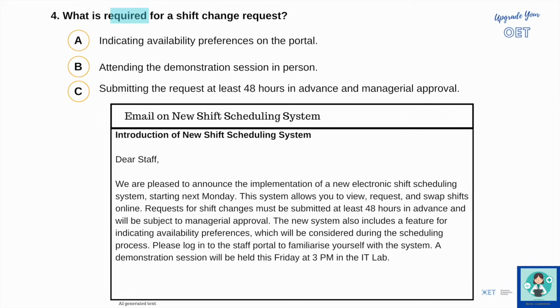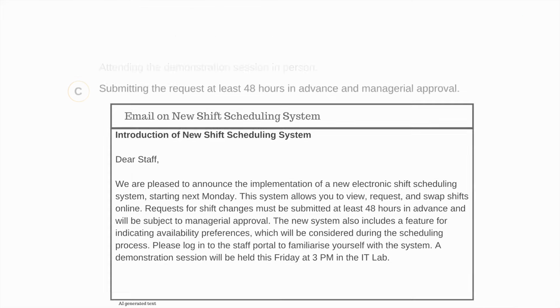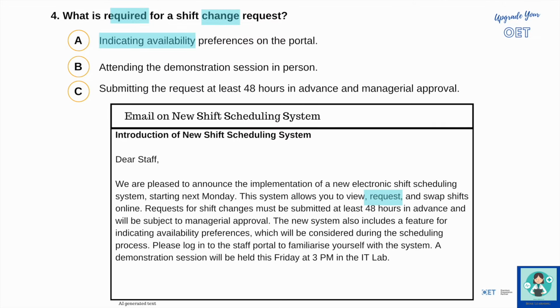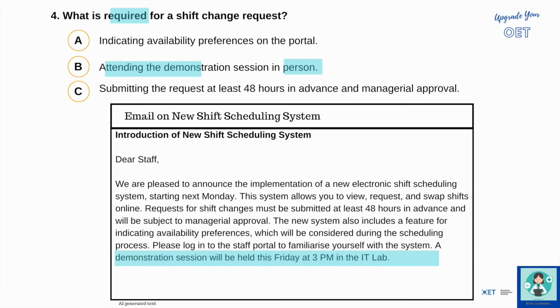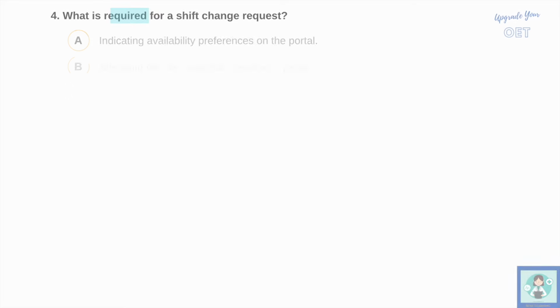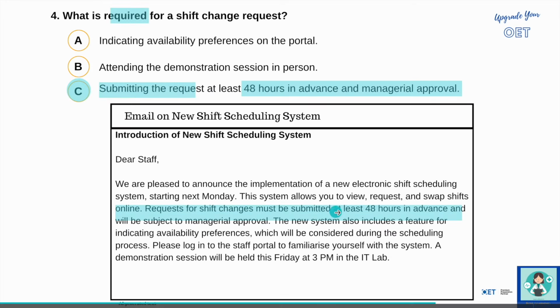Number 4, what is required for a shift change request? So what do we need, or what does the reader need to do? Indicating availability on the portal. Well, yeah, you can request this way, but what about actually required? No. Attending the demonstration in person, well, there is a demonstration, but nothing that you need to do this in order to get your shift change actioned. What you need to do is submit it 48 hours in advance and get managerial approval.